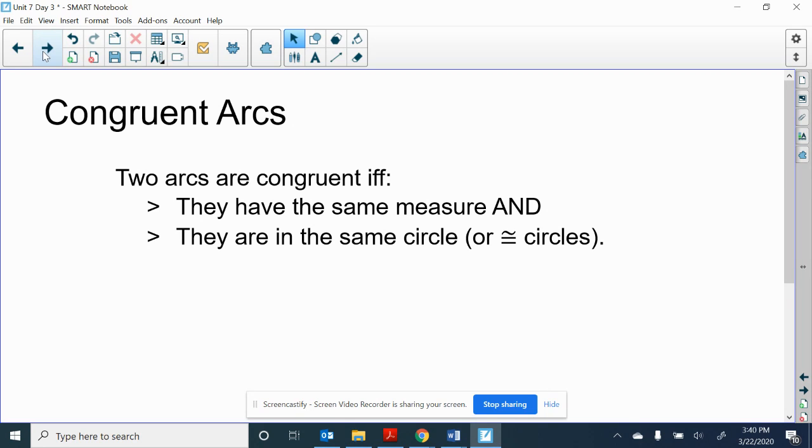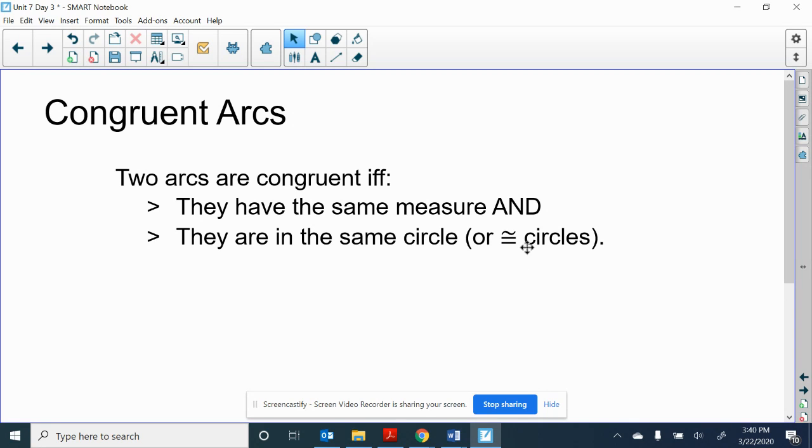What does it mean for 2 arcs to be congruent? 2 arcs are congruent if and only if they have the same measure and they are in the same circle or congruent circles. So it's not enough that the measures are the same. If I told you, draw an arc that's 90 degrees, and you draw a small circle, but I drew a big circle, my 90-degree arc is going to be larger than your 90-degree arc. So there's no way that those 2 arcs are going to be the same. That's why they have to either be in the same circle or congruent circles.